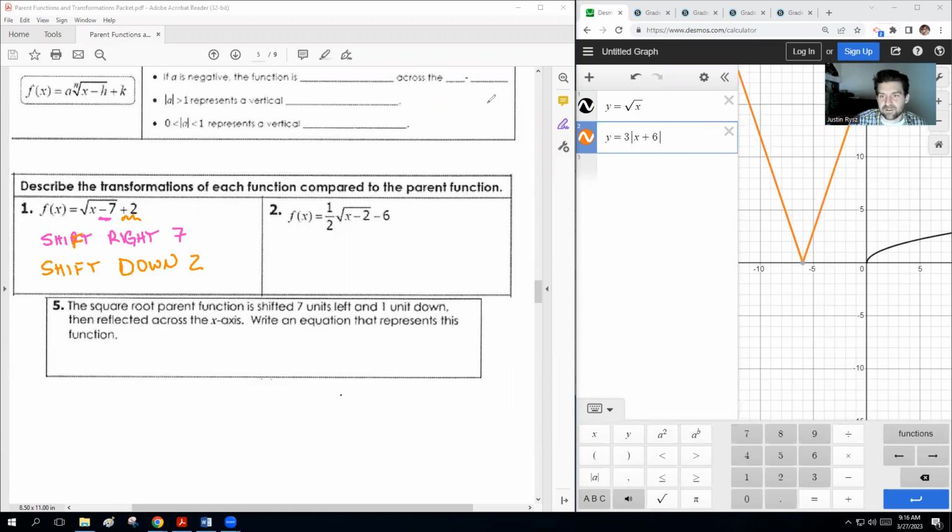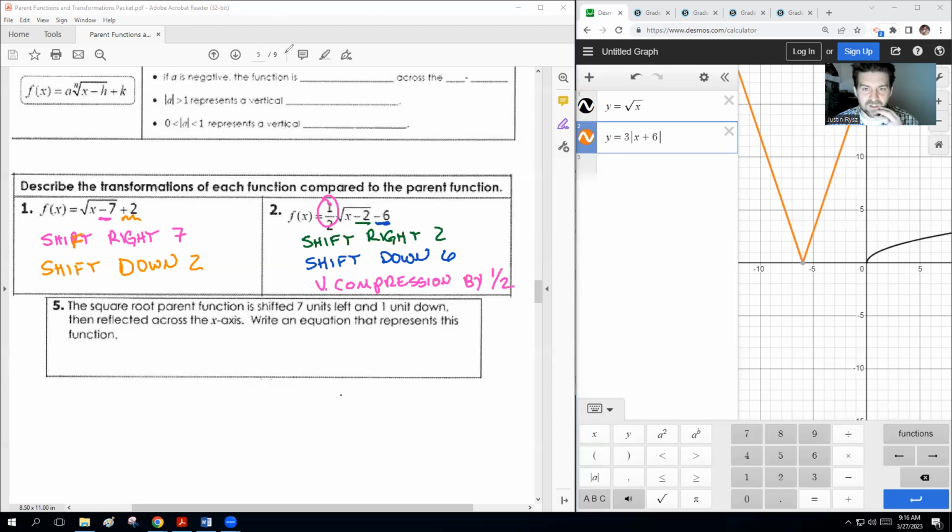Next, let's look at this one. I always like to start on the inside because it's kind of easier. Subtracting, just like this one here, we got a shift to the right 2. We have a -6, so that is a shift down 6. And then we have this times a half, which is a decimal, so that is a vertical compression of 1/2.